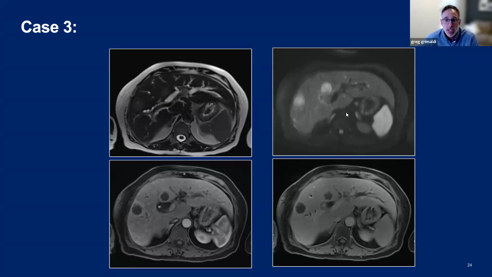Again, if I were to do EOVIST, I'm pretty certain that some of these little dots that we see at diffusion are going to be dark at hepatobiliary phase, probably also small metastases. That's the benefit of doing EOVIST.